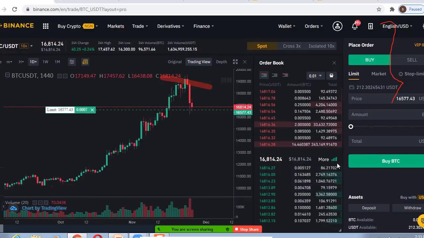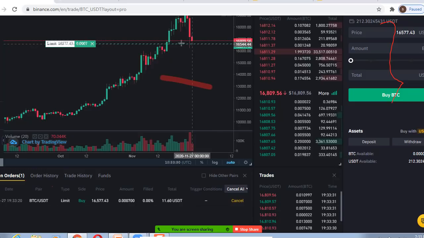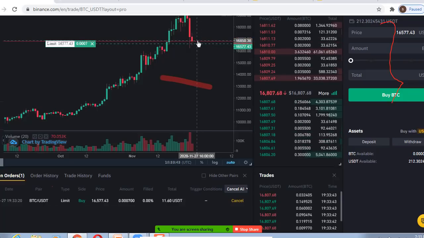Now if I bring it down, you see limits, you see buy. It's not filled yet. Why? Because price has not come to that area. If you look at my chart here, you will see that there is a green line. This green line is where my order is. So when price moves to this green line, that is when this order will be executed. If price does not come to this point, it will never be executed, and it will remain active until I come and cancel it. It's as simple as that.